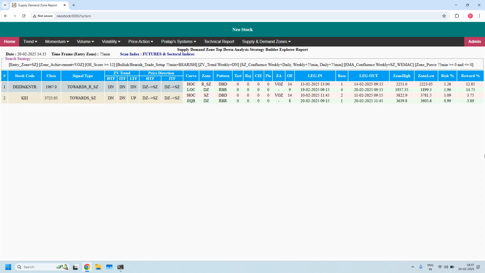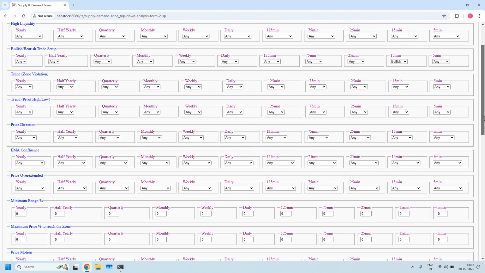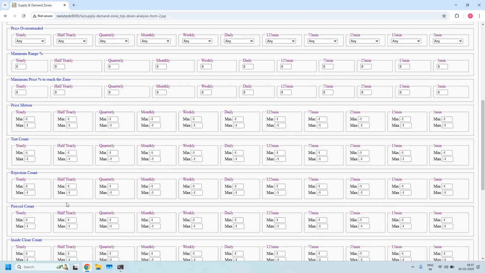Next we will generate daily income trade reports. Daily income trade entry time frame 15 minutes, entry zone demand zone, bullish or bearish trade setup at 15 minutes time frame. I am selecting bullish. Zone achievement VOZ, minimum order enhancer score 12. And the 15-minute demand zone should not be pierced. So in the pierced count at 15 minutes time frame, I am setting minimum value 0, maximum value 0.